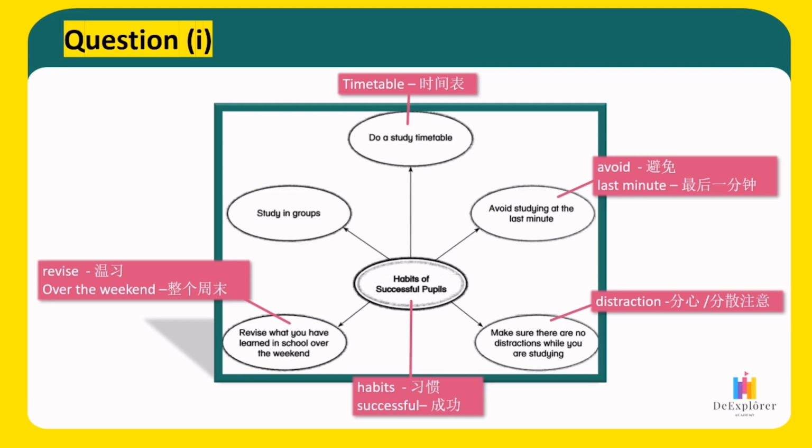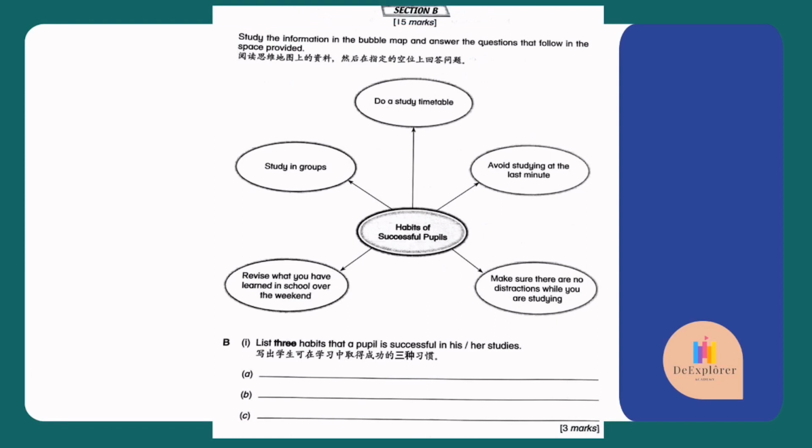下一个是 revise what you have learned in school over the weekend. Revise means 分析, over the weekend, 整个周末。周末的时候，尤其是星期六或者是星期日，你就可以把你在学校所学的东西又再重新的温习或者是复习一遍，这样你就可以更记得。Last one, study in groups, 就是分组学习。 After you have understood the information in the bubble map, let's look at question B1.